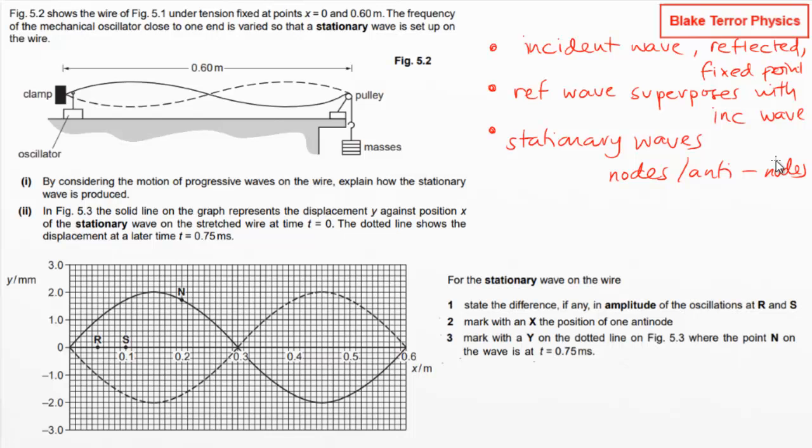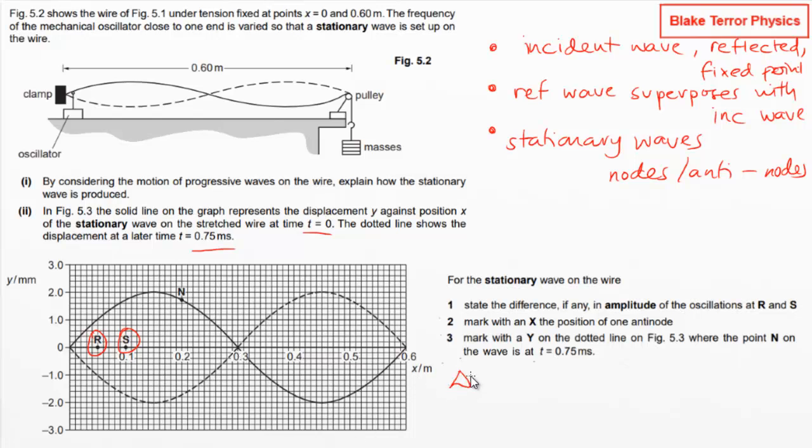Right, in figure 5.3, the solid line of the graph represents the displacement y against position x of the stationary wave. So they've given a solid line at time t is 0, and then a dotted line at 0.75 milliseconds later, once it's flipped over to be, I suppose, in anti-phase to that. For the stationary wave on the wire, state the difference, if any, in amplitude of the oscillations R and S. Right, so we've got R and S here and here. Now these are fixed inside this envelope of the solid line and the dotted line. R can't get outside of that envelope, and neither can S. So they've got different amplitudes.